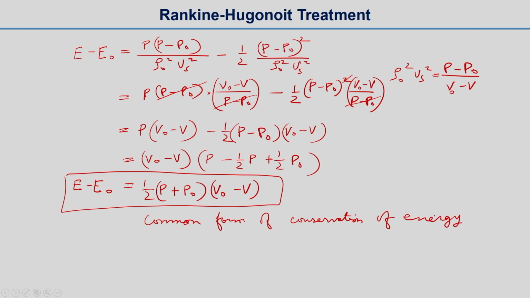As we have discussed, we had 3 equations, that is conservation of mass, conservation of momentum, and conservation of energy, and we had 5 variables.